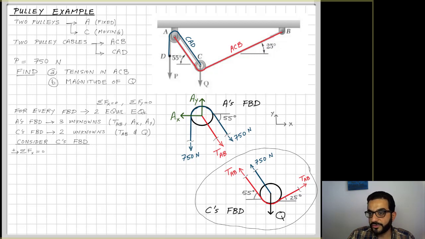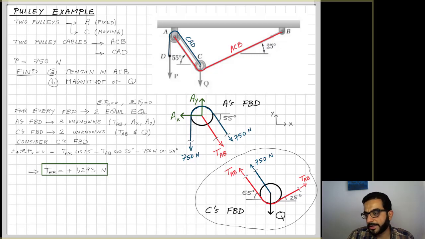So sum of forces in X is equal to 0. That's the step I'm deciding to take here, picking the positive direction to be going to the right. You can see here I'm taking the components of TAB, the 2 forces going right and left with the angles, and also taking the X component of the 750 Newton going to the left. Solving with that, I can see here that TAB is positive, just confirming that the direction is correct, and it's this value here, 1293 Newtons. So I'm done with requirement A.